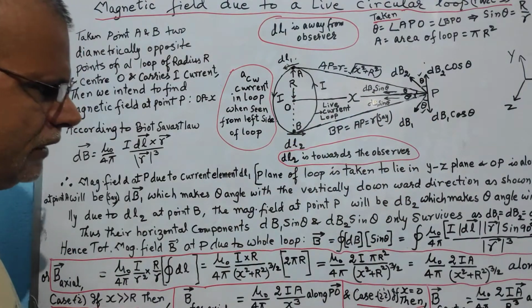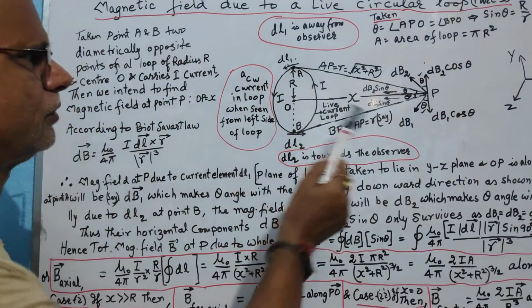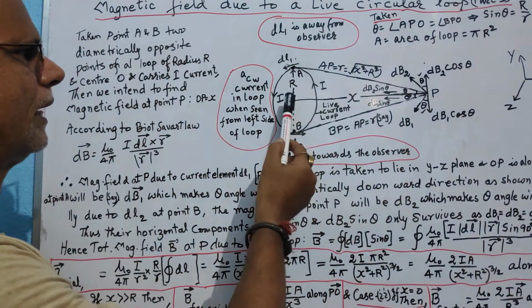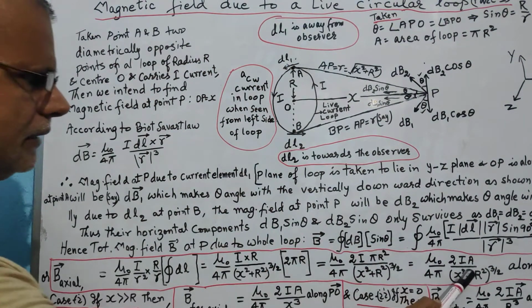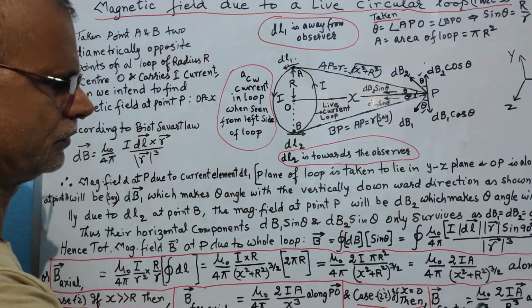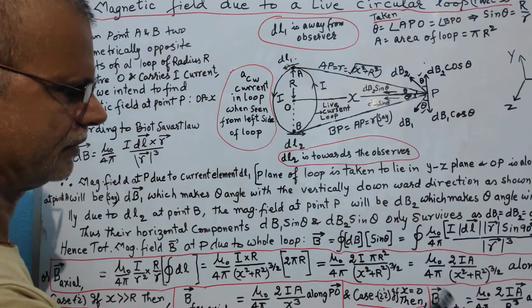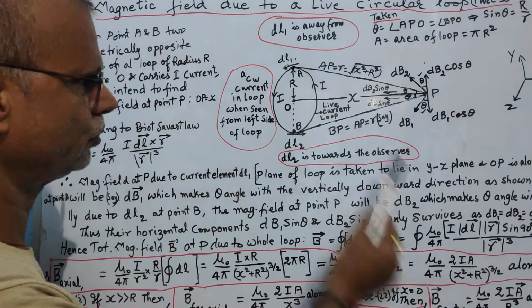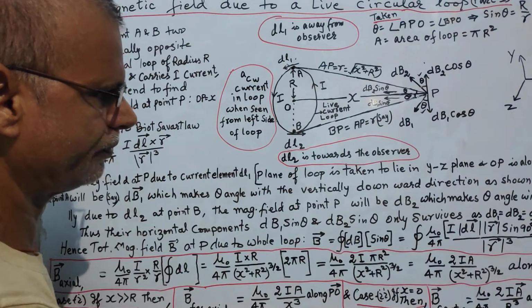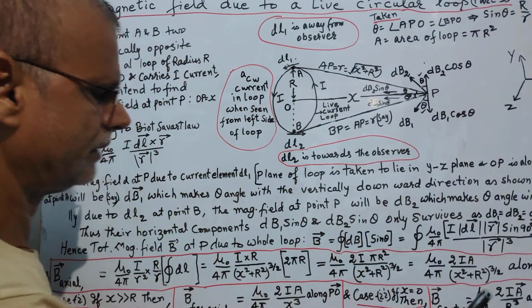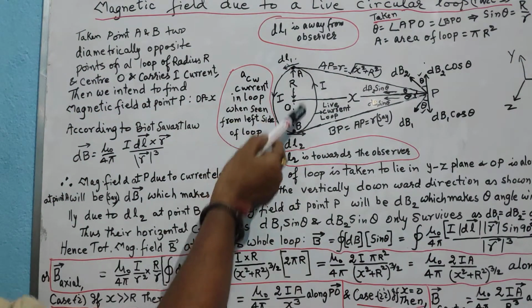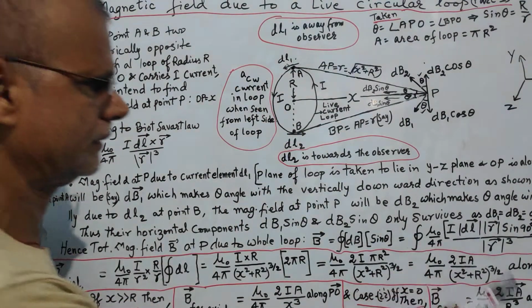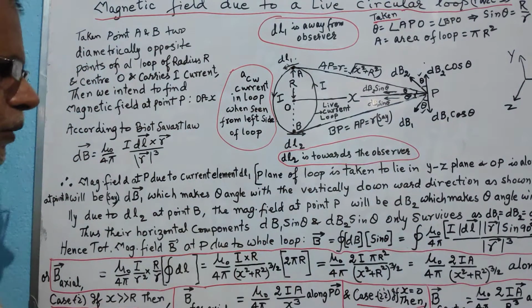And case 2 is if we take x equal to 0, that means this point is lying on the center of the loop. In that case, in this relation we can put x equal to 0, and we have the magnetic field at the center due to the current loop equal to mu 0 by 4 pi 2iA divided by capital R to the power 3. This time it is capital R, the radius of the loop, and the direction is again from P to O.